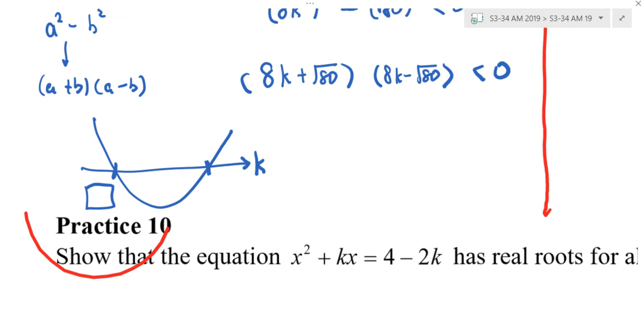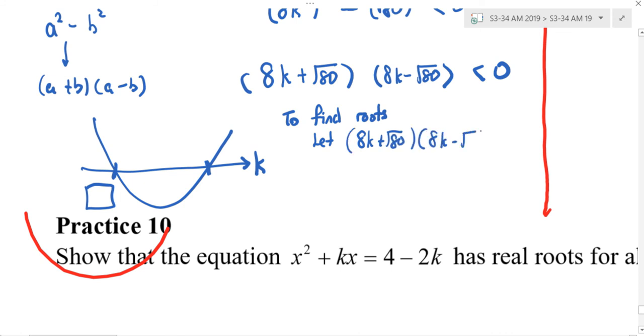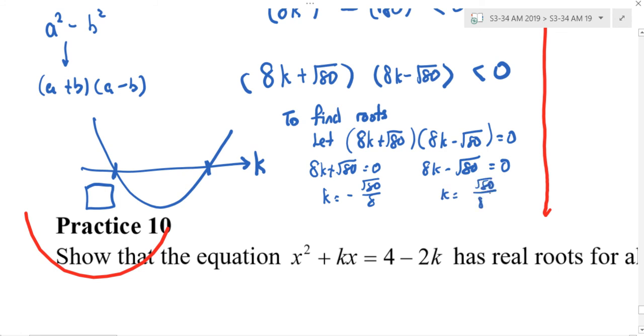Okay, I write down in case you all don't know, you all look like I'm talking a foreign language. To find the roots, I need to let 8k plus root 80, 8k minus root 80 is equal to 0. Am I correct? Then I can write 8k plus root 80 equals 0, 8k minus root 80 equals 0. Am I correct? Then what is k? Negative root 80 over 8. K equals root 80 over 8. The number here looks terrible because I invented the question.